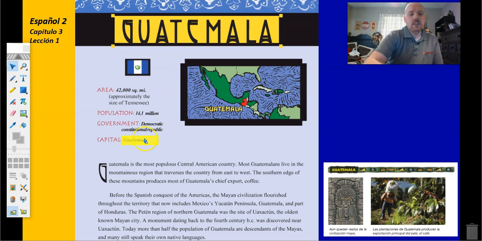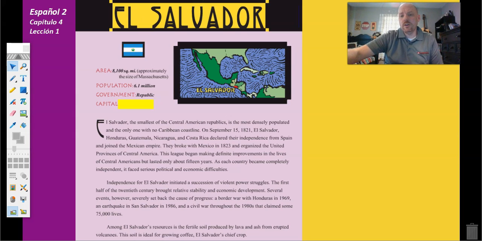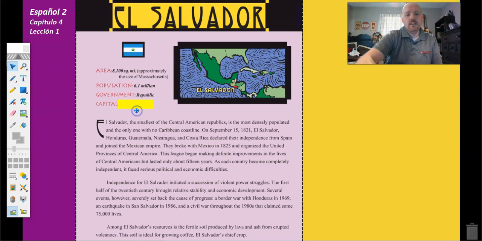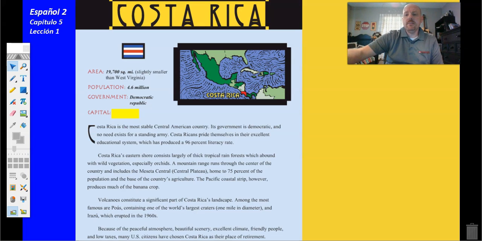Es tan fácil, Guatemala. La capital de Honduras es Tegucigalpa. Y la capital de El Salvador es San Salvador. La capital de Nicaragua es Managua. Managua, Nicaragua. De Costa Rica, la capital es San José.